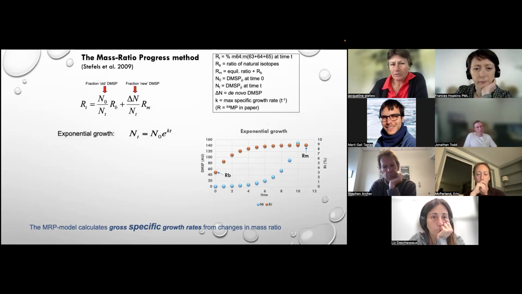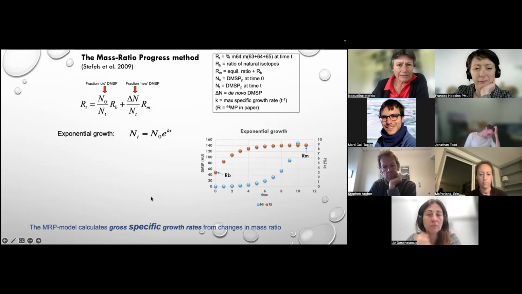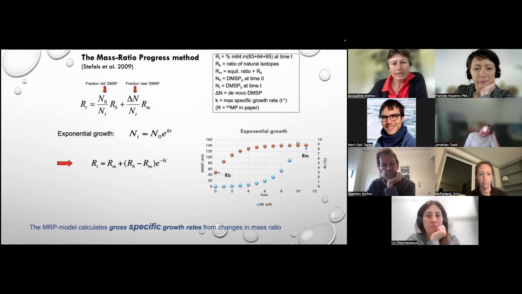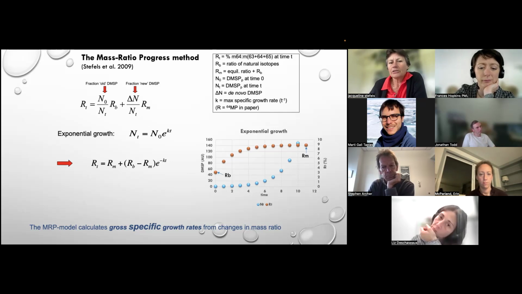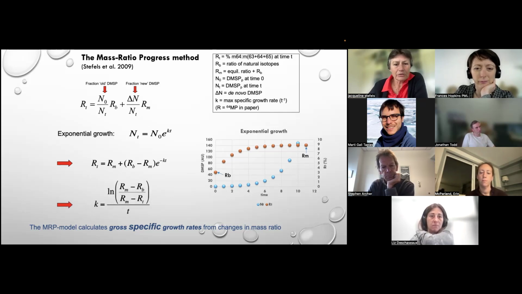We already saw that the algae are usually growing, or you can state that they grow exponentially. If you combine these two equations, then you can get rid of the pool data, so the N's, that's the concentration of DMSP in your culture, and you're only left with ratios. With that, you can calculate the rate constant based on only ratios.